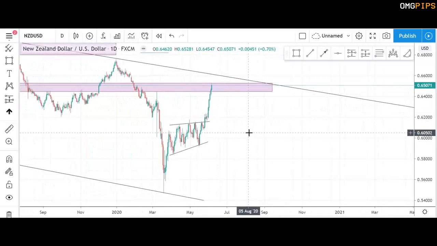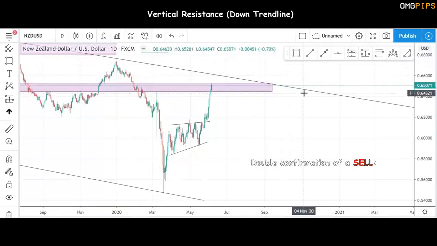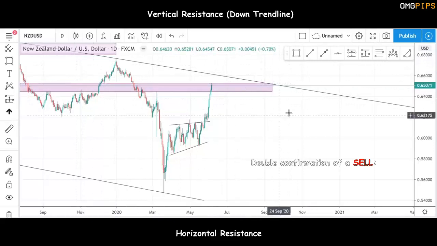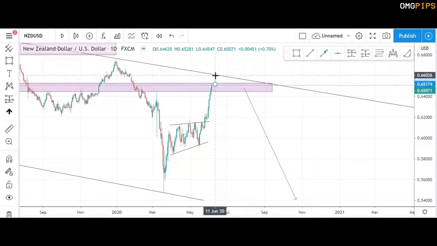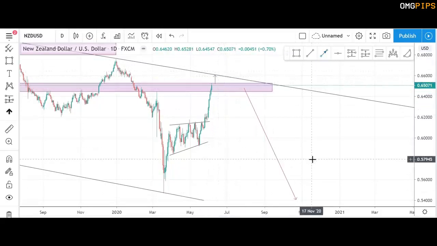We do see that currently we're at a double confirmation of a sell. We have a vertical resistance and a horizontal resistance, confirming that we are looking for selling opportunities. That does not mean we are yet cleared to have a sell entry. Why? Because as you can see right here at the top, the market hasn't yet tested our overall resistance, meaning it still has enough momentum to come test that resistance right here before giving us our selling momentum.